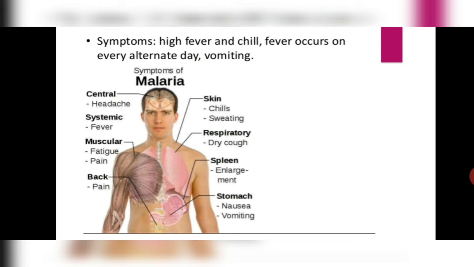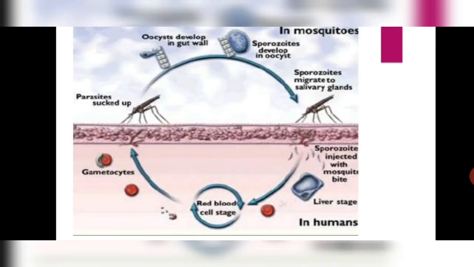Also, these symptoms can be accompanied by severe vomiting and diarrhea. It can cause headache, fever, fatigue, pain in the back, muscular pain, chills, sweating, respiratory symptoms, and dry cough. It can cause spleen enlargement, and nausea, vomiting, diarrhea kind of condition.